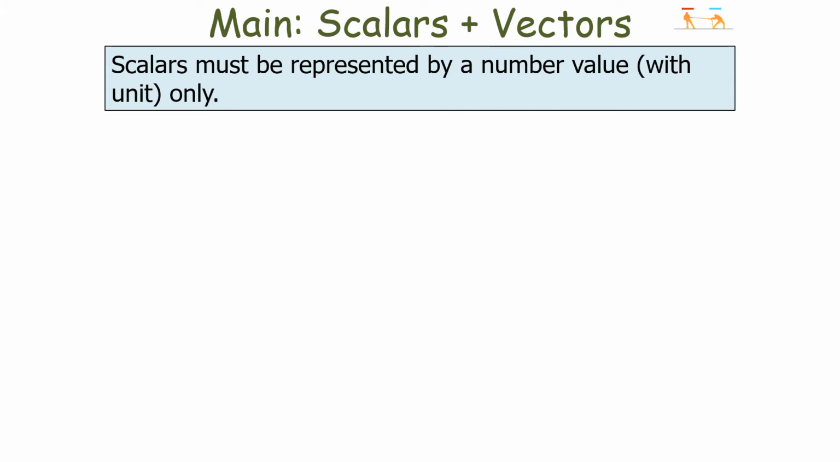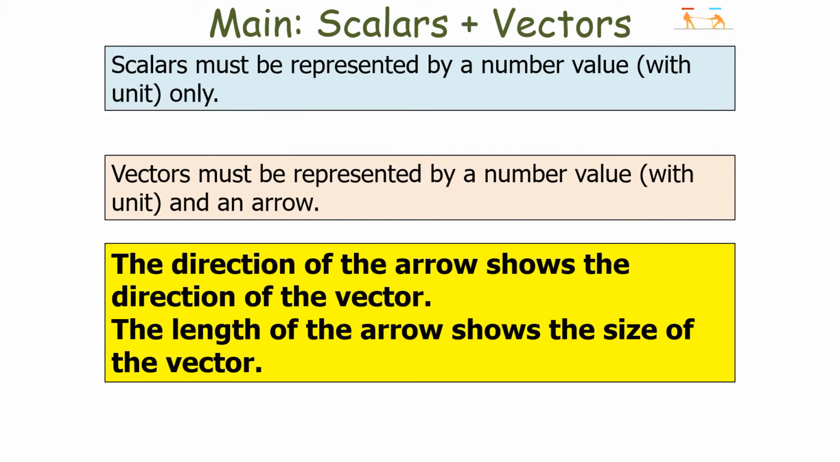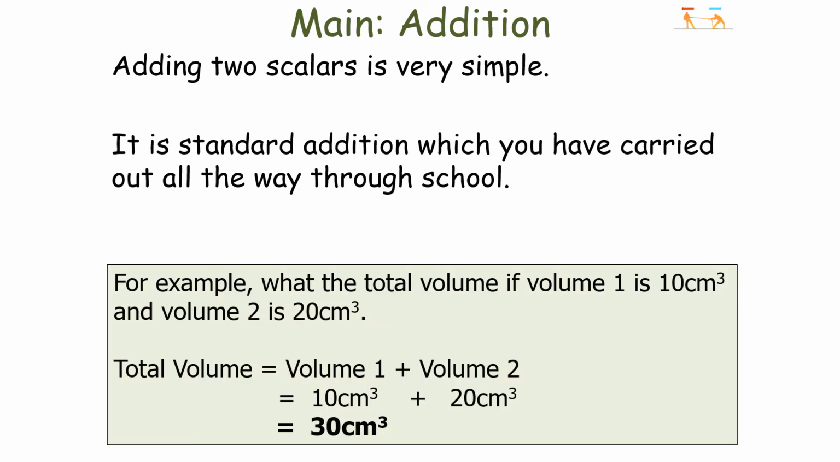So scalars must be represented by a number value with a unit only, whilst vectors must be represented by a number value and an arrow. The direction of the arrow shows the direction of the vector, and the length of the arrow shows the size of the vector. Now adding two scalars is very simple. It's the standard addition which you've carried out all the way through school. So for example, what's the total volume if volume 1 is 10 centimeters cubed and volume 2 is 20 centimeters cubed?